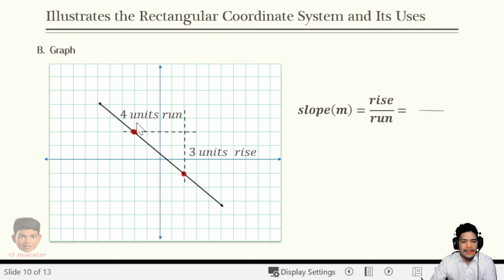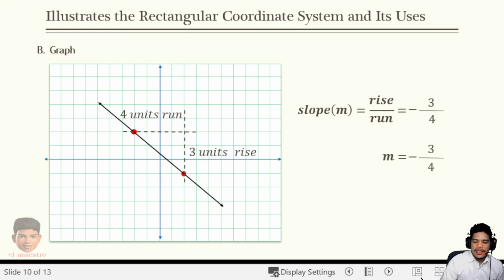So, our slope, tingnan nyo. Okay? The line is leaning towards left. Or, that is more than 90 degrees ang kanyang angle from here papuntang dito, more than 90 degrees. So, our slope is negative. Okay? Importante yan. Negative yung slope. So, our slope now is equal to 3 over 4 negative or negative 3 over 4.